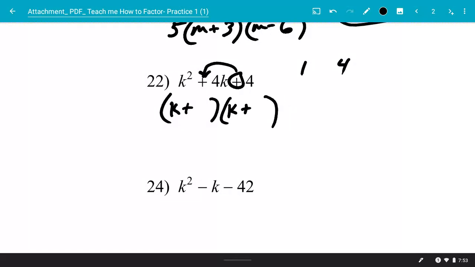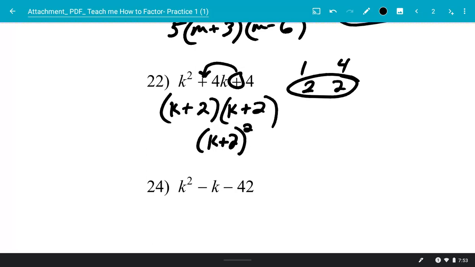Factors of 4. 1 and 4. 2 and 2. Which of those come together to get me a 4? Now this one could also be written like this: K plus 2 quantity squared, because notice it's exactly the same. So we could rewrite it like this if we wanted to.